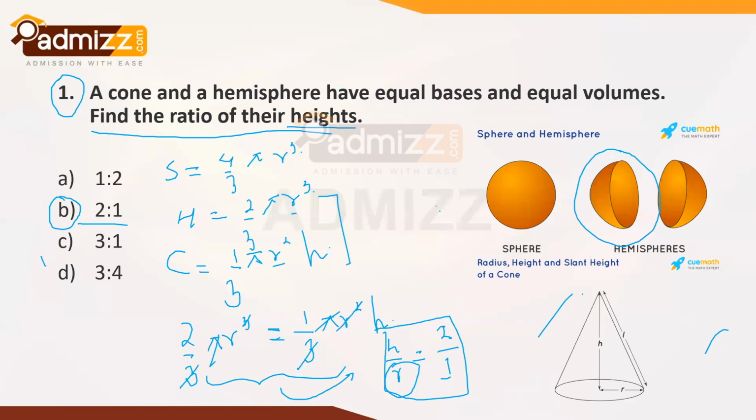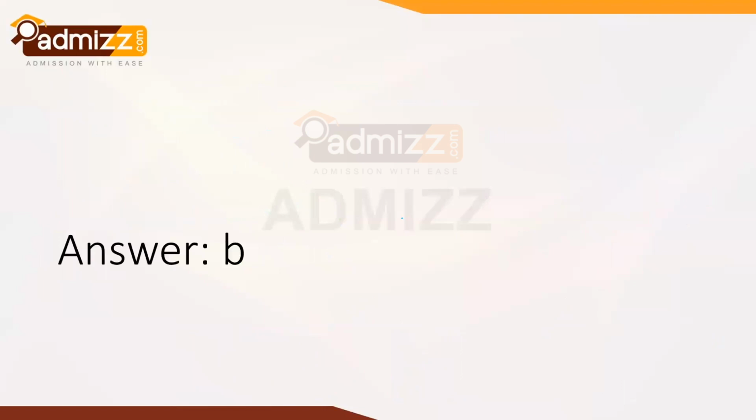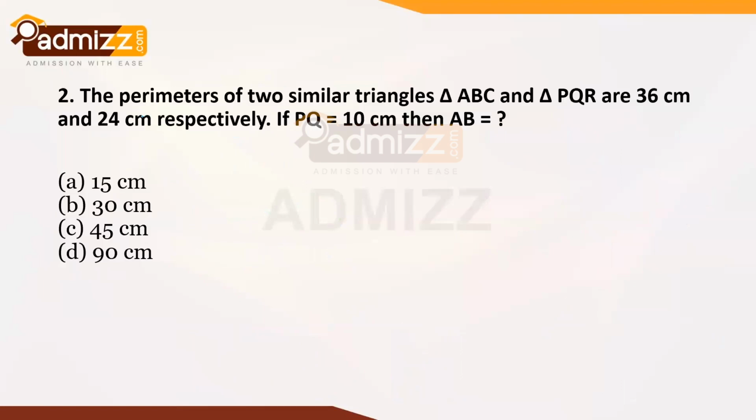Hopefully it's clear now. If it's not clear, then you will have to revise the formula and then come back to this problem once again, because the problem reads quite simple. Once the formula is established, you can easily solve this. With that done, let's move on to question number 2.